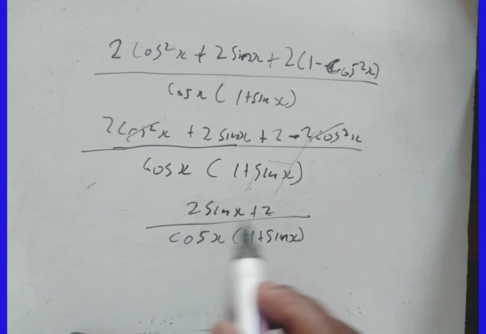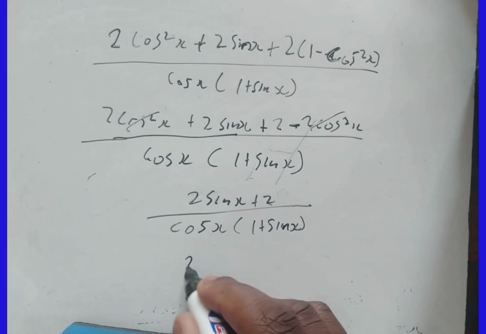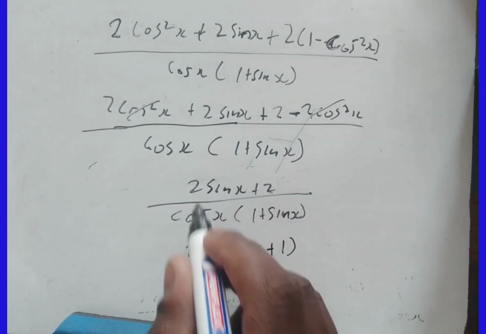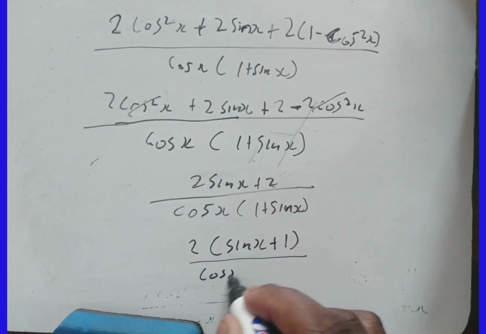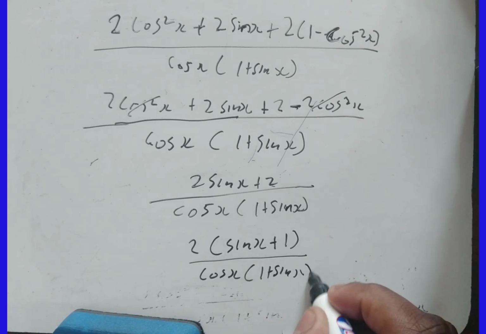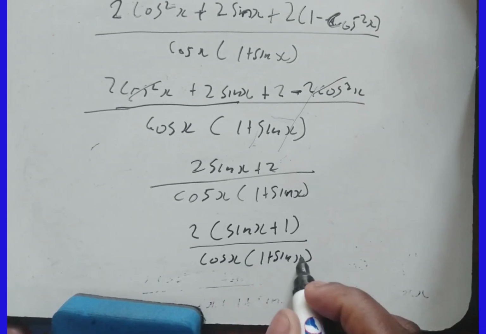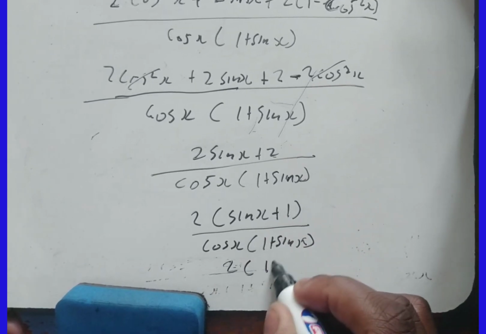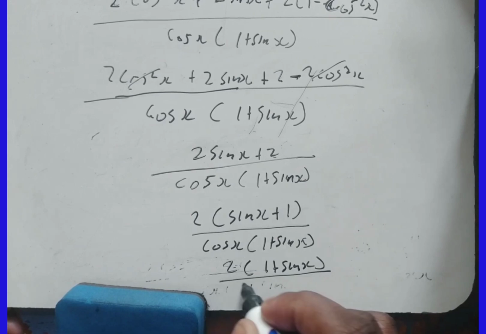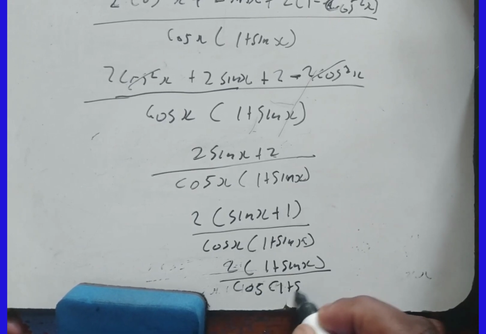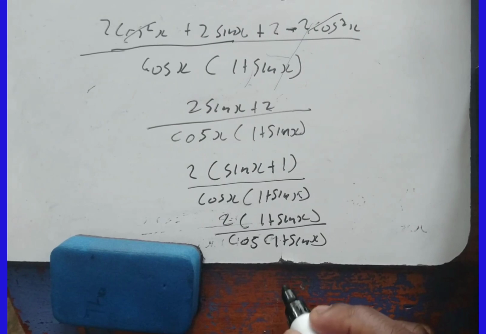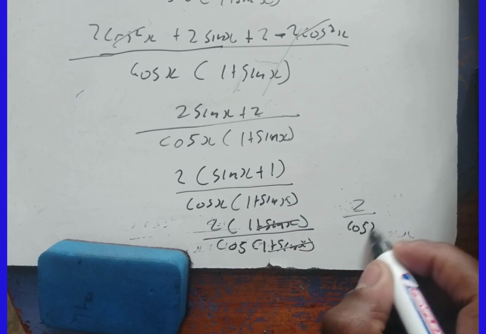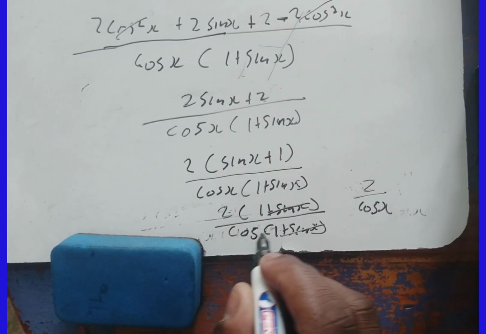This is the same as this, so we can factorize it. So when we factorize the top, we'll have 2 times sine x plus 1, then we'll have cos x times 1 plus sine x. Then you realize that these two are the same, it's just that the order is different. When I rearrange it, it becomes 2 times 1 plus sine x over cos x times 1 plus sine x. So these two are the same, so they cancel out and my resulting answer is 2 over cos x. I just forgot to put an x there, but I'm sure you understand that.